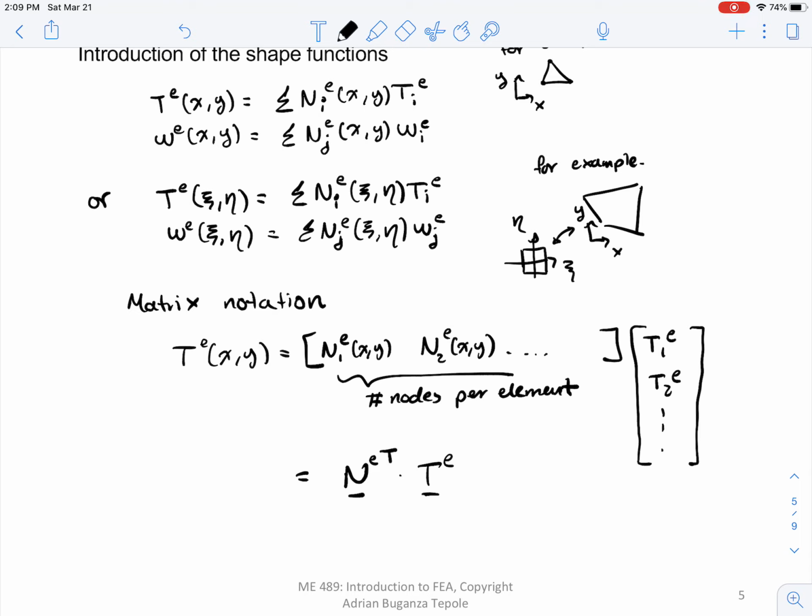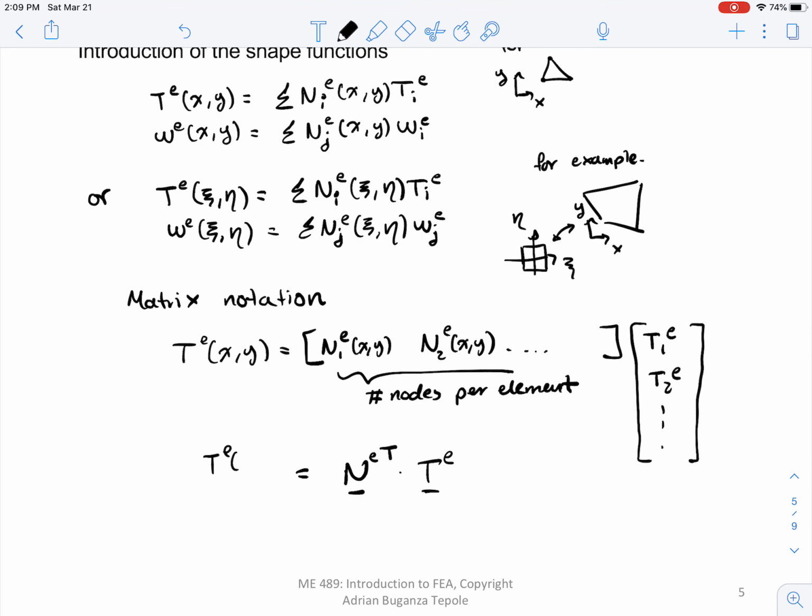If you put all the nodal values in one vector and you put all the shape functions in another vector, then instead of having this sum, you can just express this as a vector of shape functions times the vector of the nodal values. And that's just going to be a little bit more convenient, especially if you want to code it. So this is true for both the temperature field, but also for the weighting functions. We can just put all the weight function values in a vector and all the shape functions in a vector, and we would have the same.